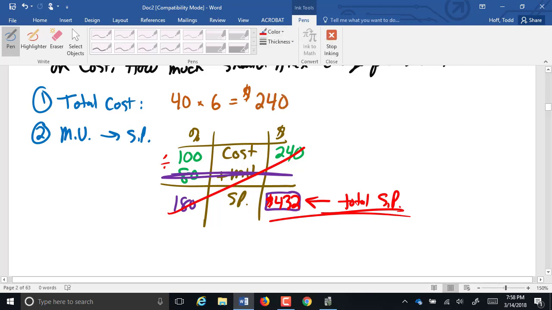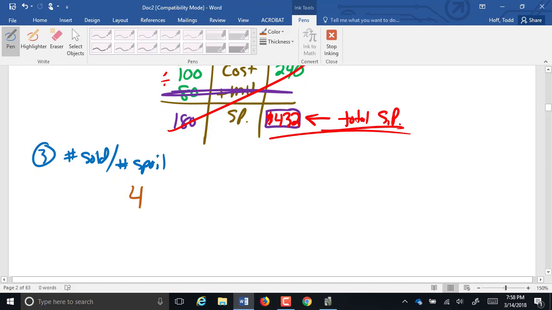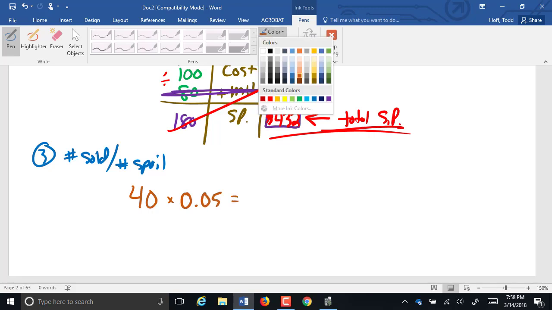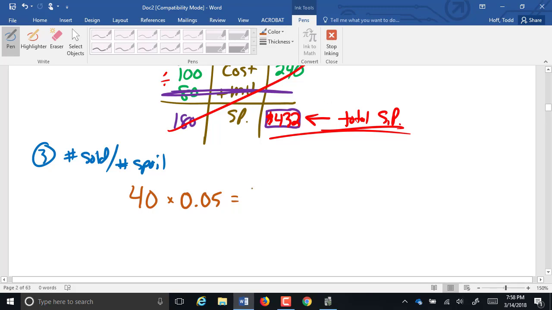Step three, number sold, number spoiled, or number out of style. Well, we have 40 shirts. What percent go out of style or spoil? 5, so 0.05. That means 2, right? 2, we'll call it spoil. That means then that 40 minus 2, or 38, are going to sell.